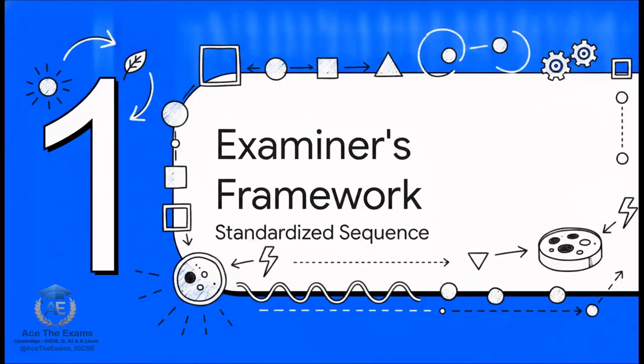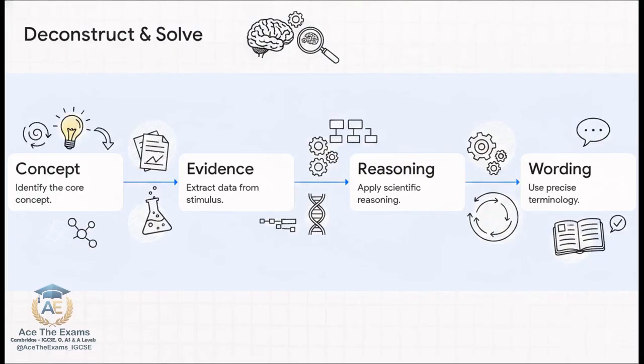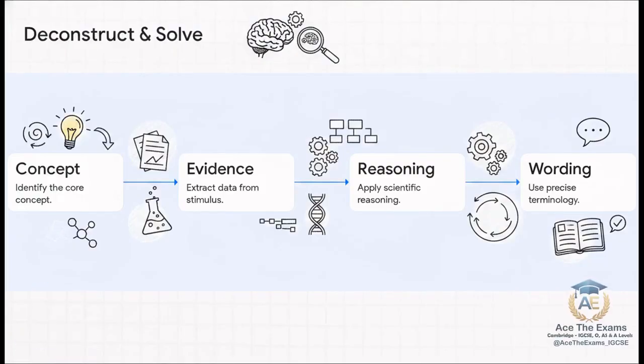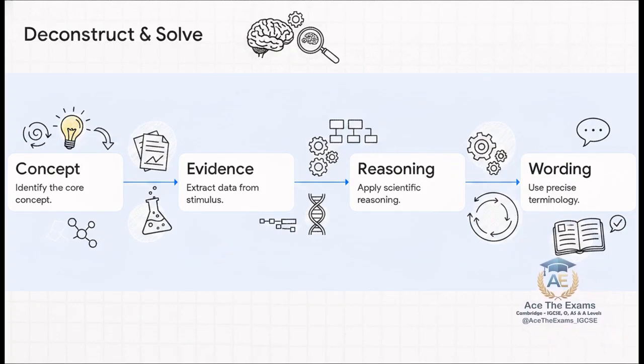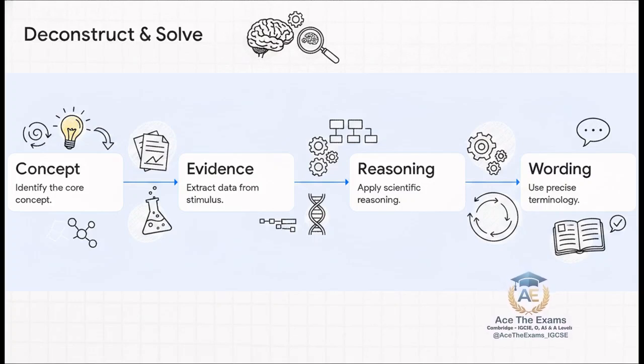Section 1, the examiner's framework. Think of this as a 4-step sequence. Step 1, identify the core concept. Step 2, extract the hard evidence or data right from the stimulus material. Step 3, apply your scientific reasoning. And finally, Step 4, package it all using precise examiner wording. We call this the deconstruct, solve, evaluate method.